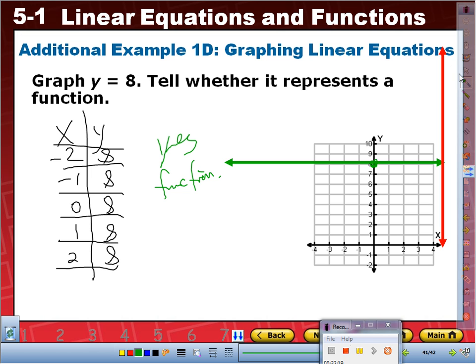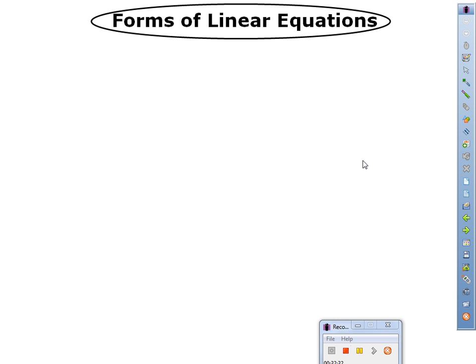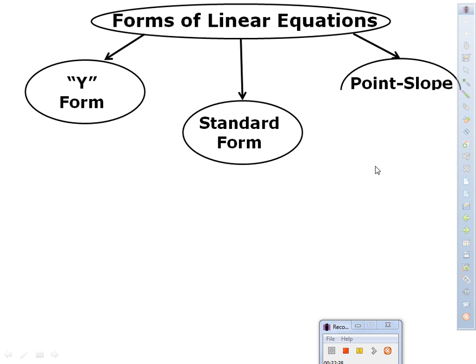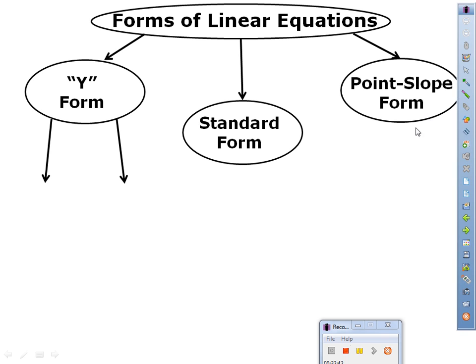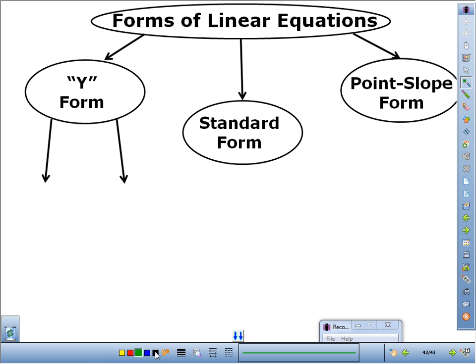Okay, so copy this on your Cornell notes. So we're done with graphing. In the back side of your Cornell notes where you have a blank, copy this down. Forms of linear equations. Draw an arrow. This is y form, standard form, and point slope form. Y form. There's two types that we've seen so far. We've seen something that looks like this: y equals negative 5 plus 3x.